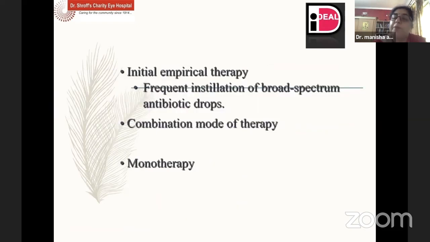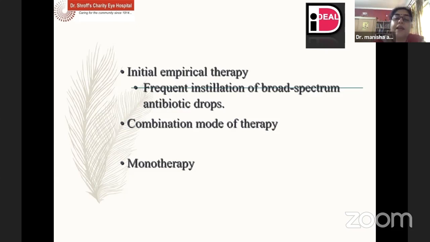Initial empirical therapy based on the smears is frequent instillation of broad spectrum antibiotics, which may be in the form of combination therapy or monotherapy. I still believe that a loading dose, given at 5-minute intervals for half an hour and then 10 minutes till 1 hour, followed by 1 hourly instillation of antibiotic drops, remains a good mode of therapy for these patients.